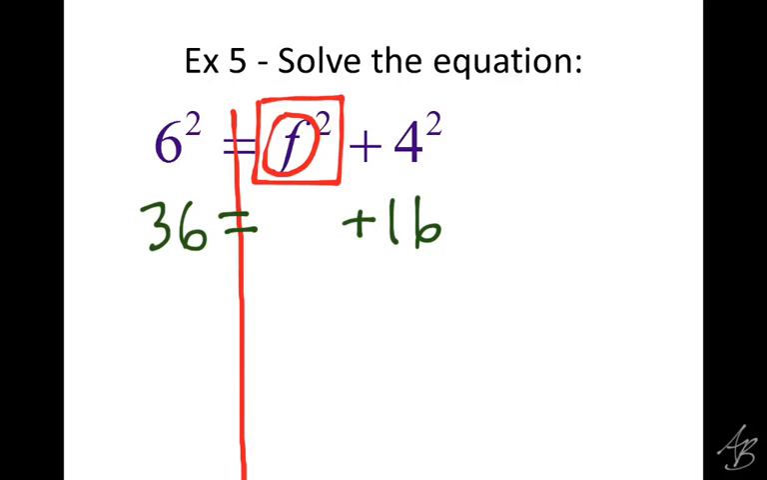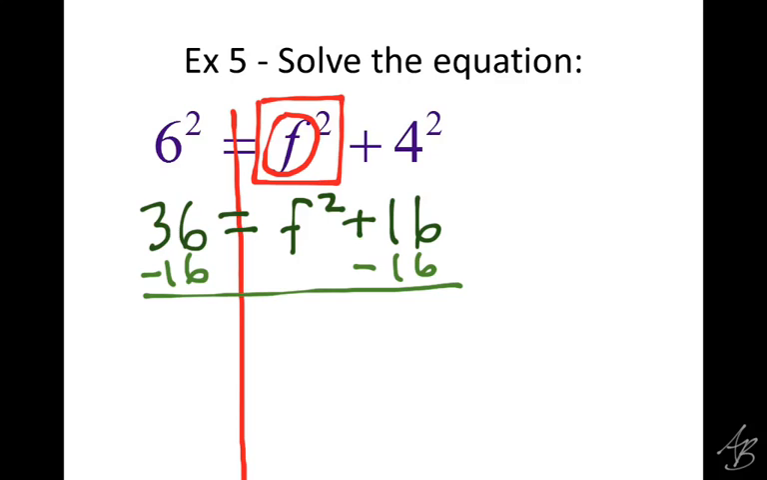Nothing else can simplify, so what do I do with this f squared here? Just bring that down. Okay, don't forget the square on the f. That's really important. We didn't do anything to get rid of that square, so we need to keep it there. Now that we've done that, what can we do next? Levante? Subtract. Yeah, now we can subtract that 16. Get rid of the plus 16 by subtracting 16.